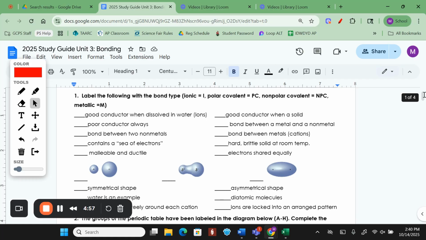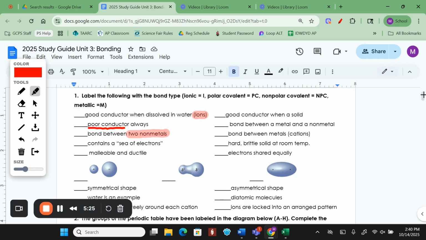So if we are a good conductor when dissolved in water and we form ions, that's going to mean that I am an ionic bond. If I am a poor conductor, that is something that is low or no conductivity, and that would be an example of an NPC, nonpolar covalent. If I form a bond between two nonmetals, we know that that's going to be covalent, so you can put polar covalent and nonpolar covalent here.